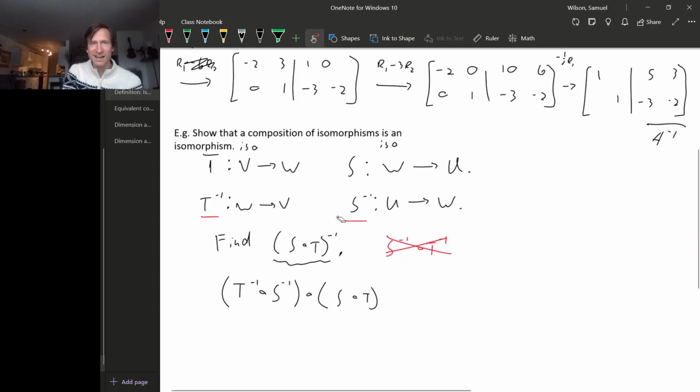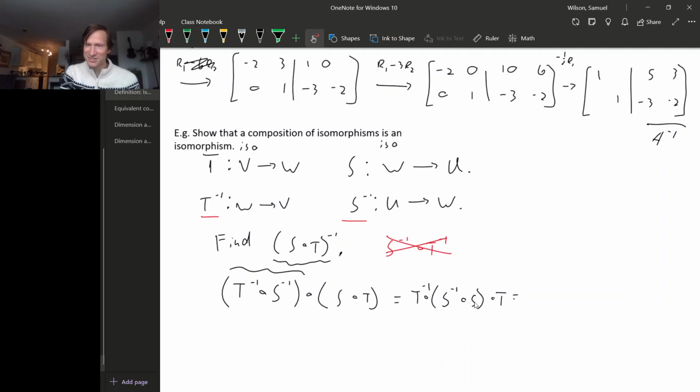Compose our guess for the inverse. This is what we're guessing is the inverse. Compose it with S composed with T and see if we get the identity. Well, look, composition of functions is associative. So this is T inverse composed with S inverse composed with S, composed with T. But S inverse composed with S, that's just the identity function on W.